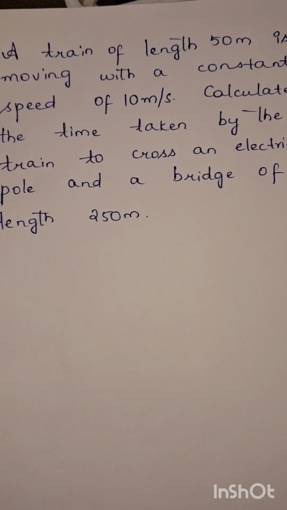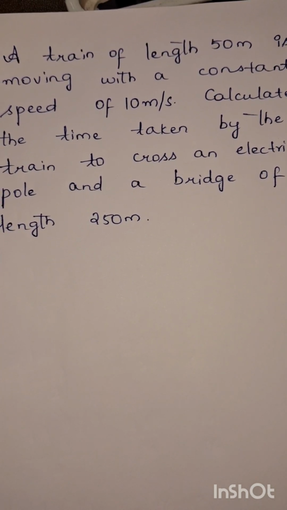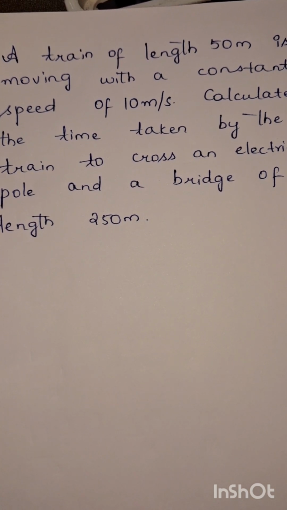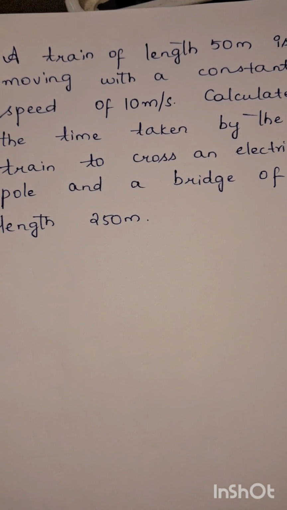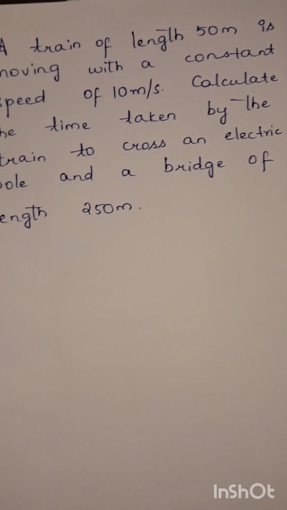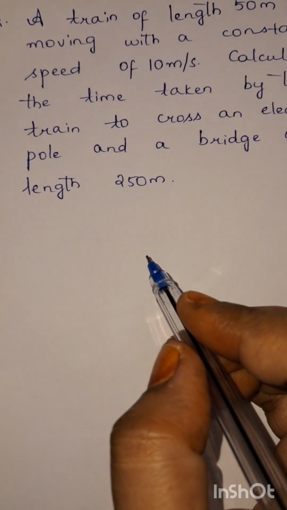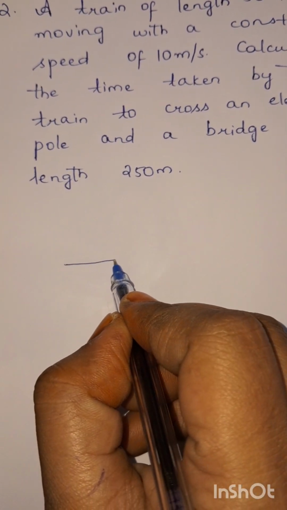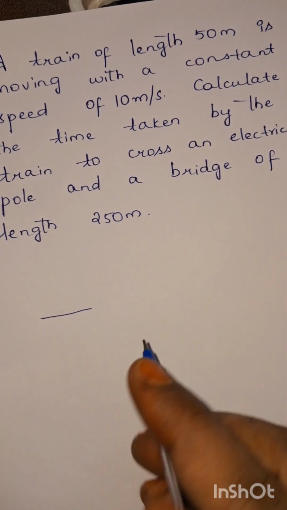So your next question is, a train of length 50 meter is moving with a constant speed of 10 meter per second. Calculate the time taken by the train to cross an electric pole and a bridge of length 250 meters. So first we will make a diagram. What they are saying, a train is moving with a constant speed. Constant speed means same speed.